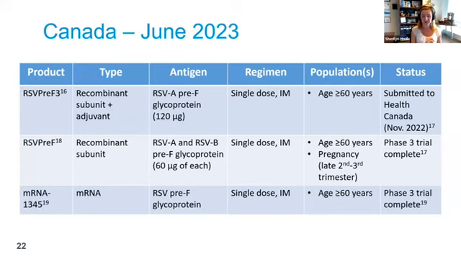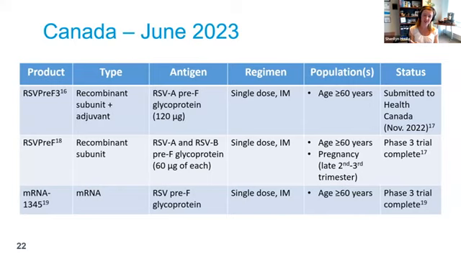The RSV pre-F vaccine in the middle row is the Pfizer product. It's also a recombinant subunit vaccine, but does not have the adjuvant. And then the bottom row is an mRNA vaccine, which is being produced by Moderna. It does use that mRNA technology similar to what we see with the COVID-19 vaccines.